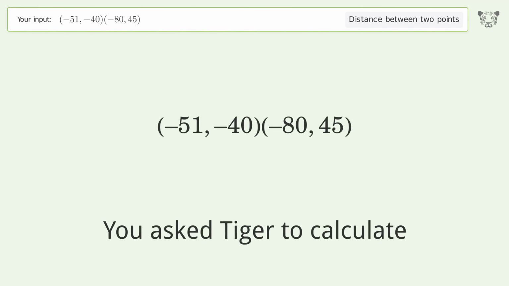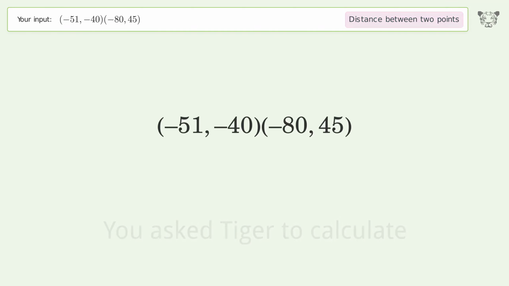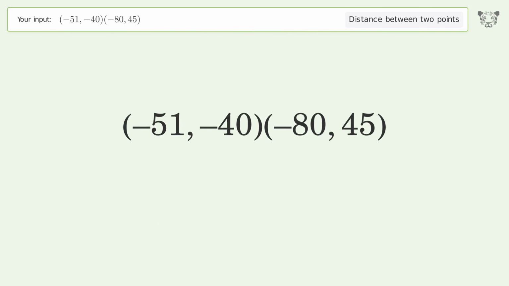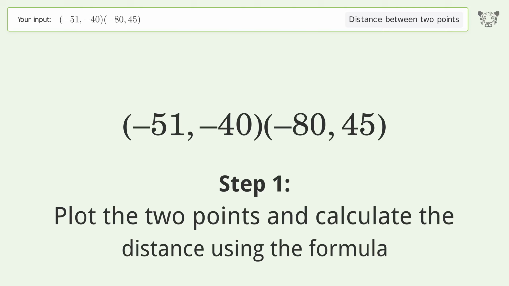You ask Tiger to calculate. This deals with the distance between 2 points. The distance between the 2 points is the square root of 8066, or 89.811. Let's solve it step by step. Plot the 2 points and calculate the distance using the formula.